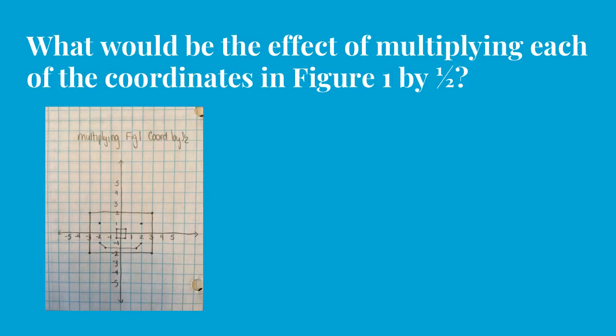Okay, the last question says, what would be the effect of multiplying each of the coordinates in figure 1 by 1/2? Now, I did not ask you to draw this out, but some visual learners might need to see this in order to double check what they're thinking. And so I multiplied everything by 1/2. Remember, I need 2 things to be in effect. I need the same scale factor. And so my x-coordinate was half what it used to be, and my y-coordinate is half what it used to be. My scale factor, my multiplier, my coefficient, my k, whatever you want to call that, is the same.